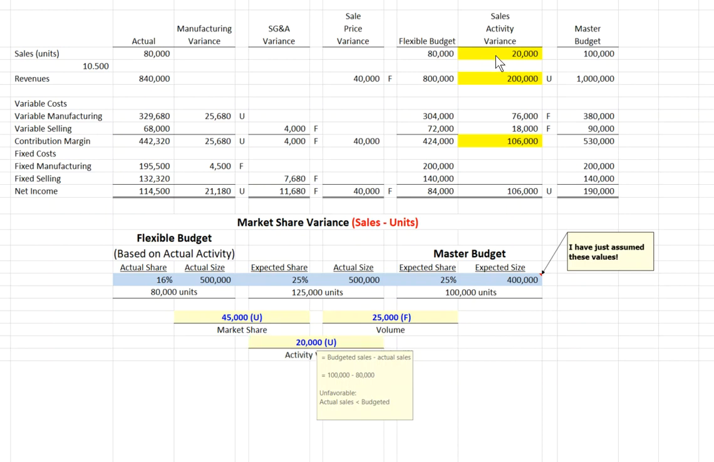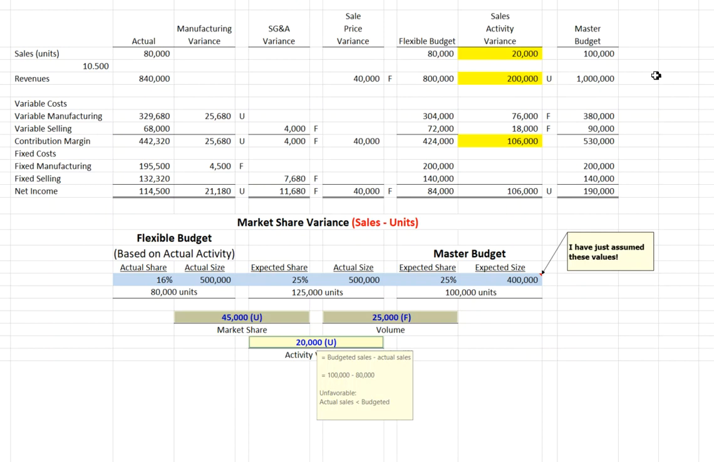Once we've calculated our volume variance and market share variance in terms of units, it's very easy to break down the sales revenue as well as the contribution margin. We simply take the amounts we've calculated for our market share, volume, and activity variance in units and multiply those by our budgeted selling price or our budgeted contribution margin.